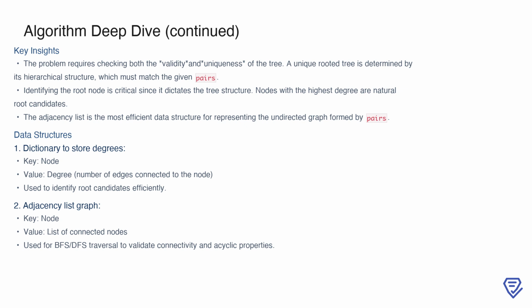Identifying the root node is a critical part of this process because the root determines the overall structure of the tree. Nodes with the highest degree naturally stand out as potential root candidates, making the degree calculation step crucial. Using an adjacency list is particularly efficient for representing the undirected graph formed by the pairs, as it allows for quick traversal and validation. Additionally, maintaining a dictionary to store the degree of each node helps us efficiently identify root candidates. These data structures play a central role in ensuring the algorithm runs efficiently while meeting the problem's requirements.